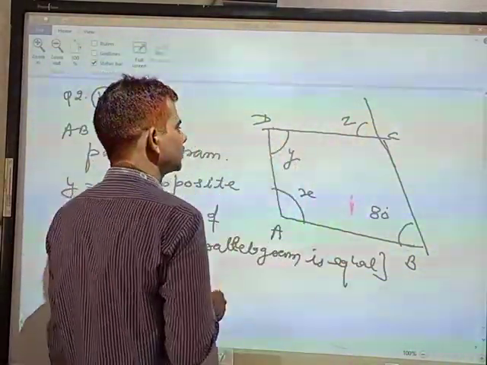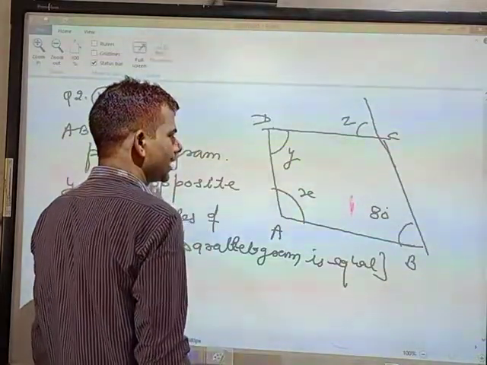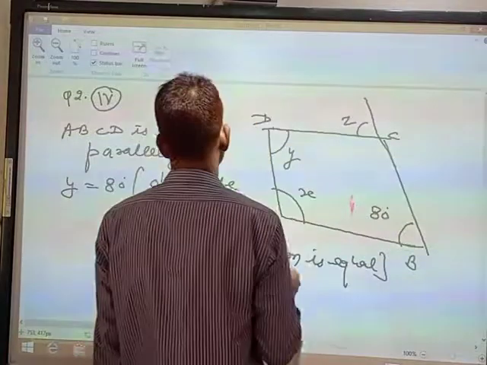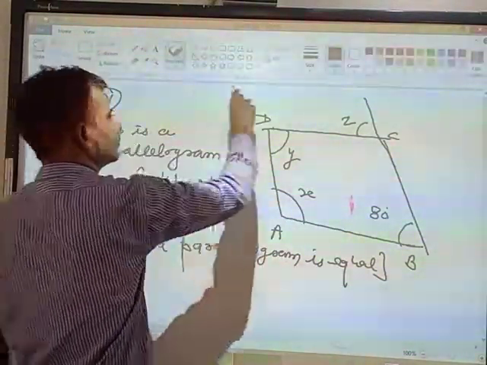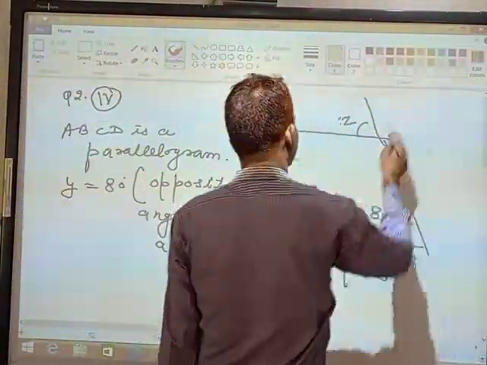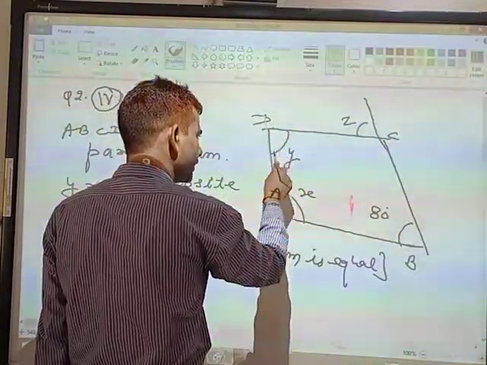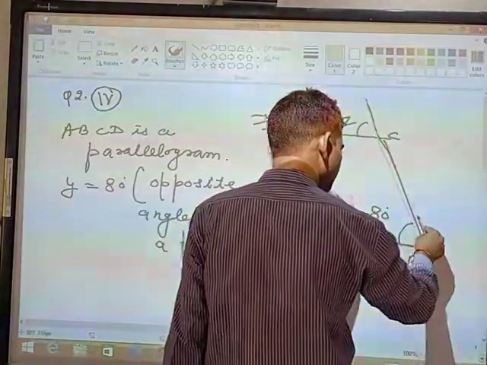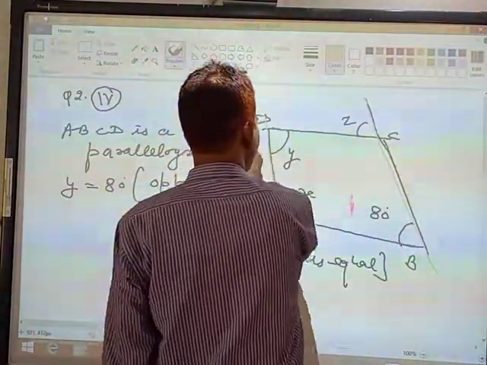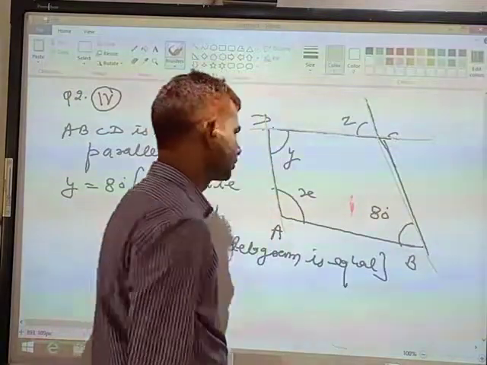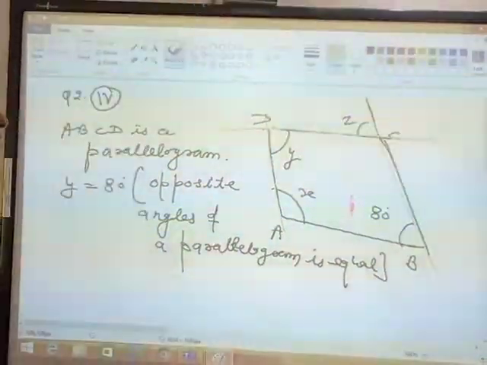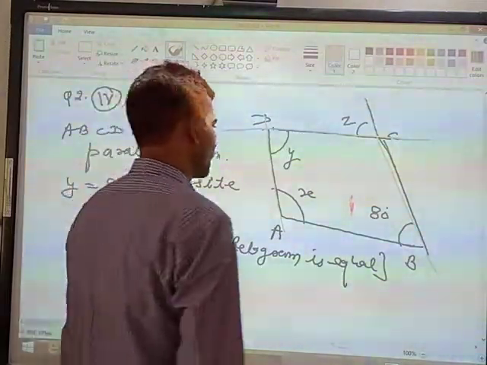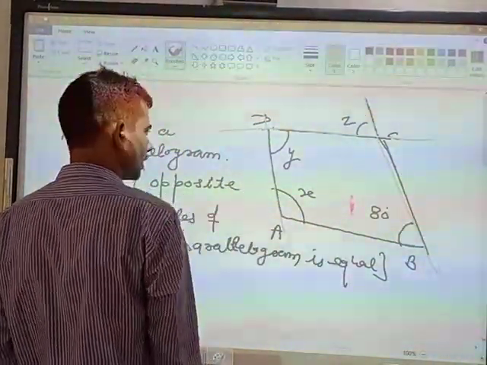Students, now AD is parallel to BC and DC is a transversal. This is parallel to this, and this is your transversal. So Z is equal to Y. It is your 100 degree, it is your 80 degree.